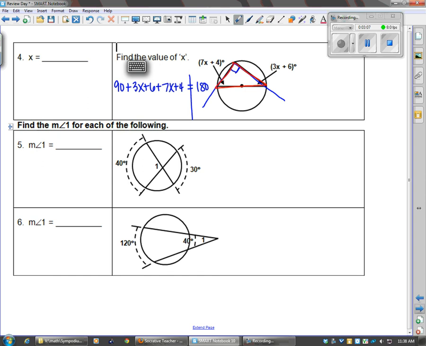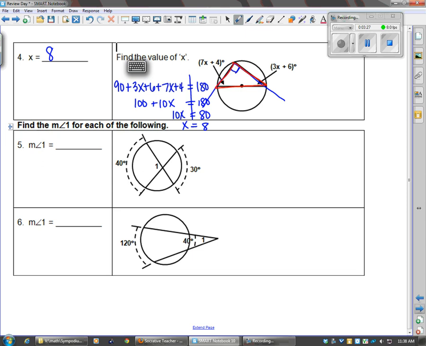90 plus 6 plus 4 is 100. 3x plus 7x is 10x. Subtract the 100 and you get 80. Divide by 10 and you get 8. So x is 8.